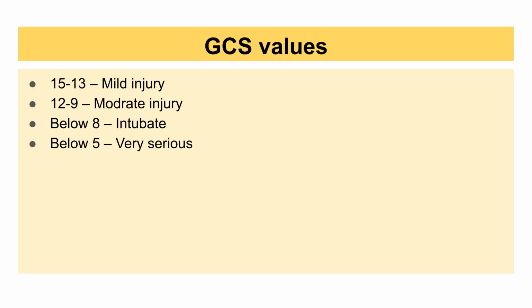GCS scores categorize injury severity. 13 to 15 is mild, 9 to 12 is moderate. A score of 8 or below indicates the need for intubation, and below 5 is considered very serious.